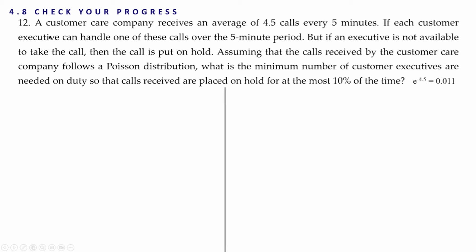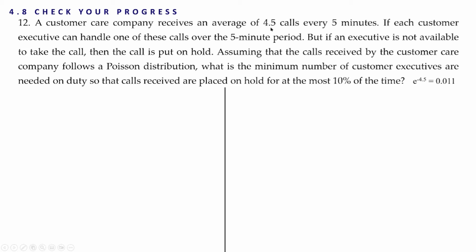So the 12th question: a customer care company receives an average of 4.5 calls every 5 minutes. Each customer executive handles one of these calls over the 5-minute period, but if an executive is not available to take the call, then the call is put on hold. Assuming that the calls received by the customer care company follow a Poisson distribution, what is the minimum number of customer executives needed on duty so that calls received are placed on hold for at most 10% of the time?